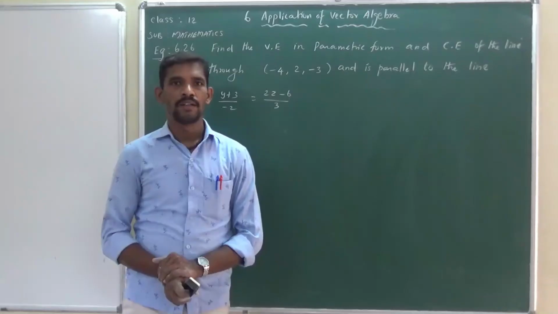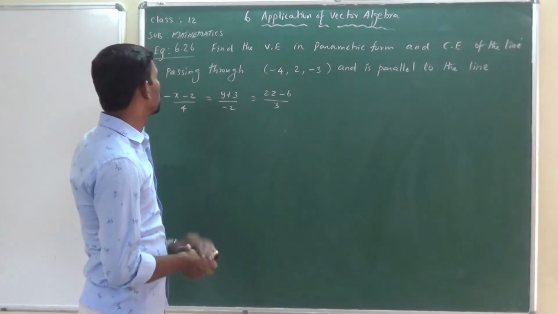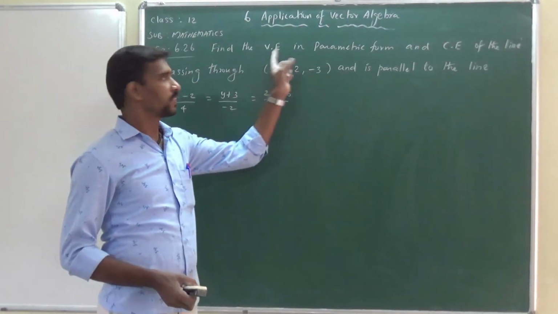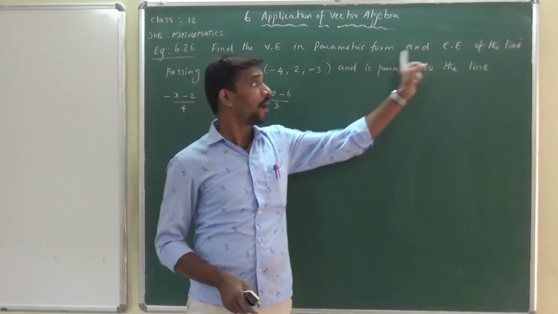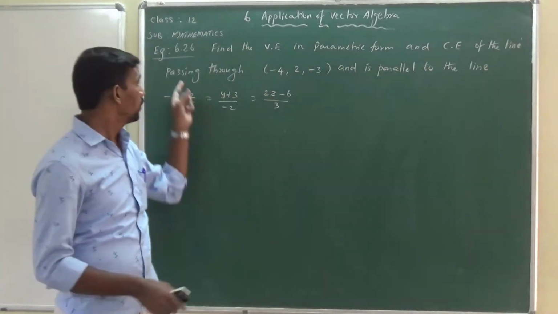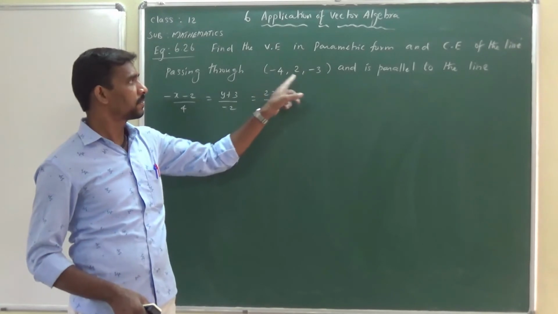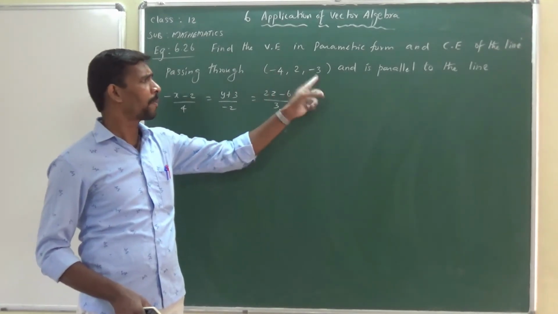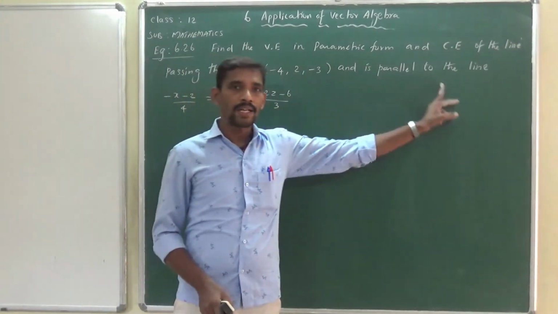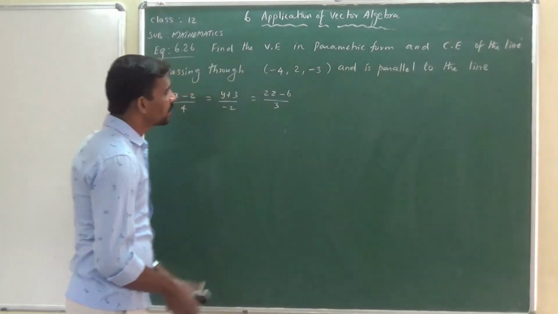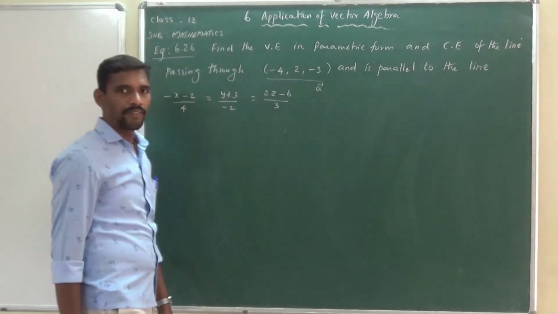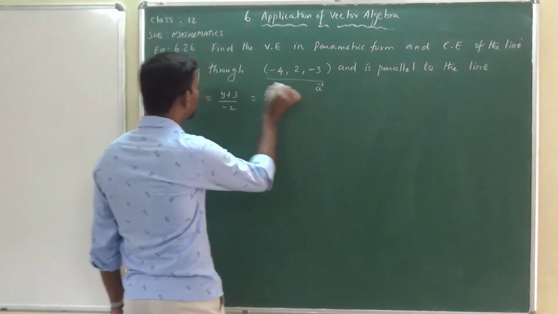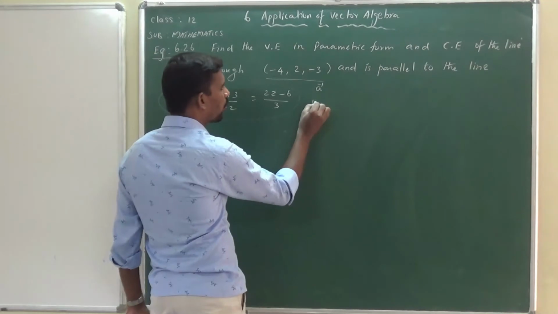Okay, thank you. Hi students, this is example 26. Find the vector equation, the vector equation in parametric form, and the Cartesian equation of the line passing through the point minus 4, 2, minus 3 and parallel to the given line. Passing through the point, we have to take as a vector, and the parallel direction we want to take as u vector.